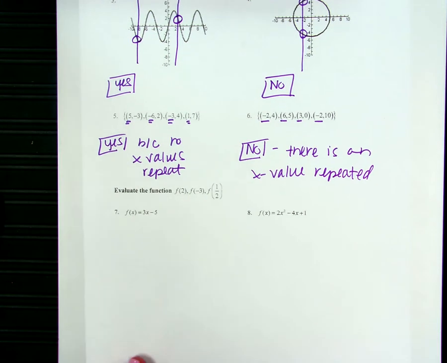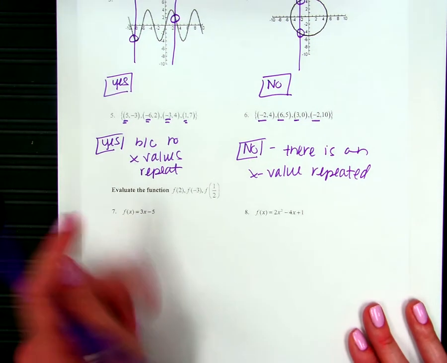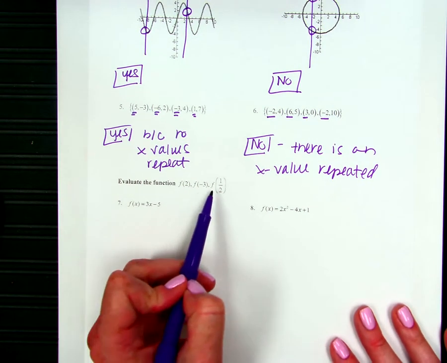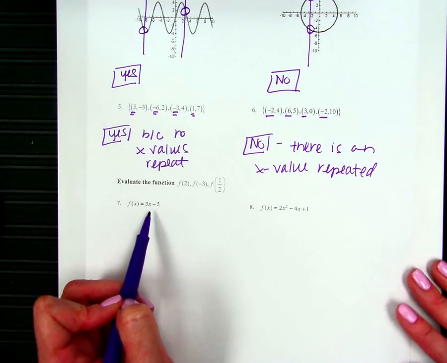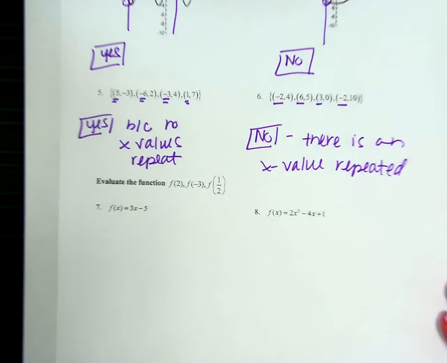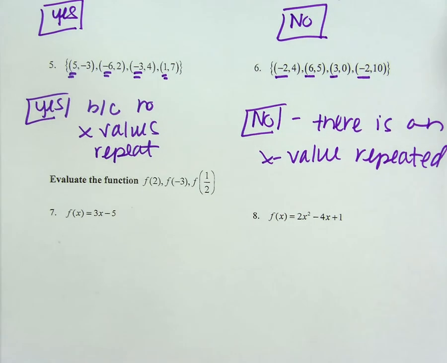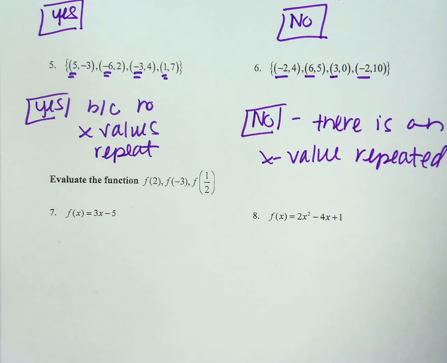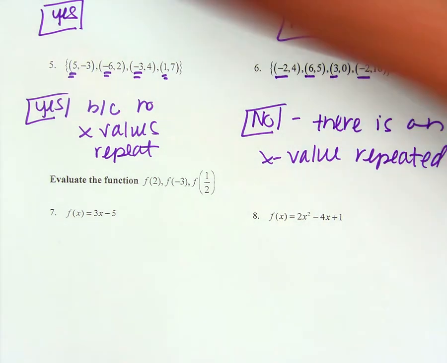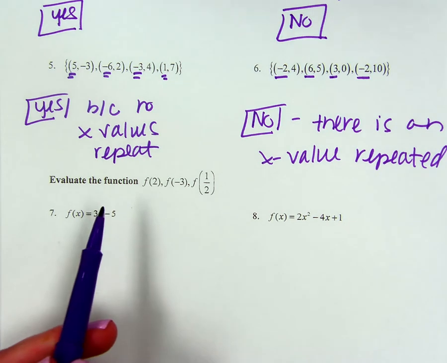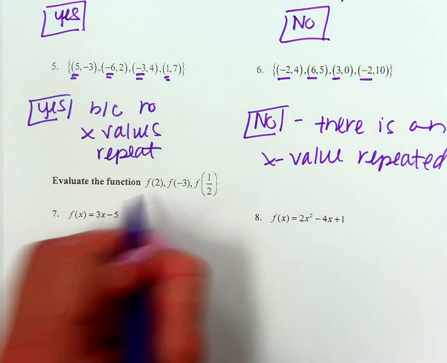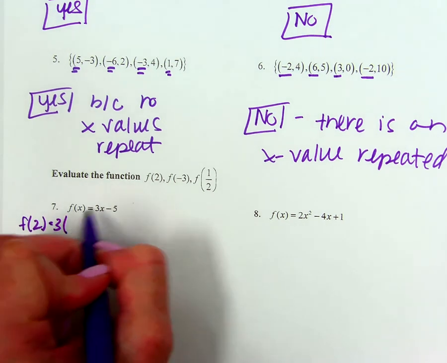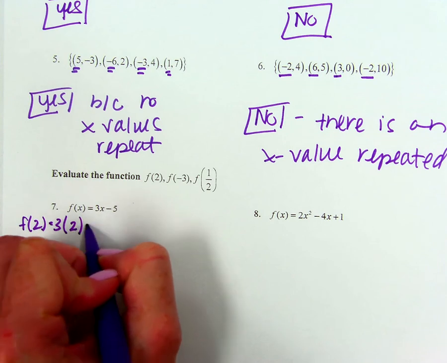And then the last 2 problems, we're going to evaluate the function using, we have f of 2, f of -3, and f of 1/2. So that means we're going to take all 3 of those numbers and substitute them in on the right side of the equation there. So I'm going to grab a different color pen so you guys can see when I solve these different problems. But all I'm going to do is take my 3x minus 5 and substitute that 2 in. So I have f of 2 equals 3 times, and now I'm going to plug in that 2 minus 5.